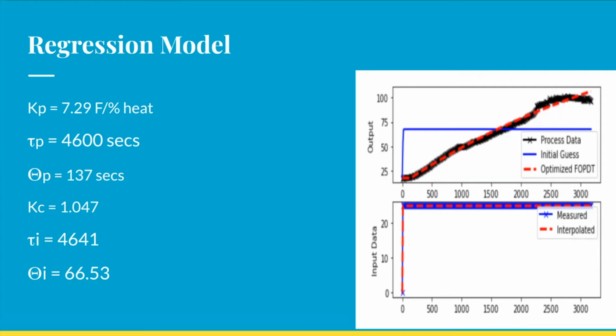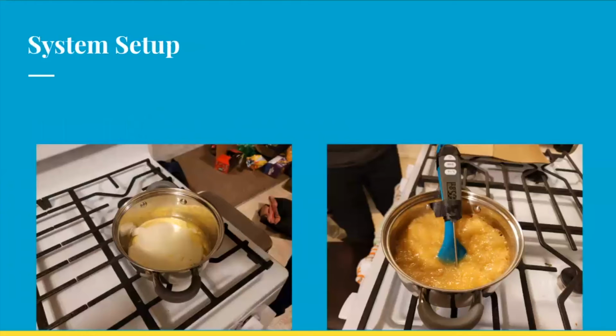So we took our Kp, Tau p, and theta p, and we used aggressive IMC tuning correlations in order to find our Kc, Tau I, and theta I. We were then able to use these to create our PI controller.